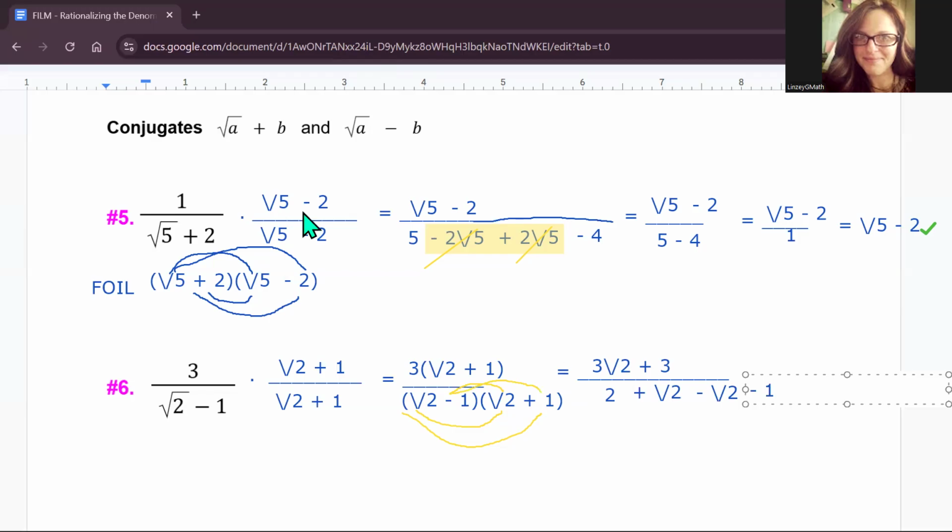And once again, in the middle, when we combine like terms, square root of 2 minus square root of 2 cancels and is 0. We're left with 2 minus 1, which is just 1. And our final answer, 3 square root of 2 plus 3. And the last two problems, working with some variables.